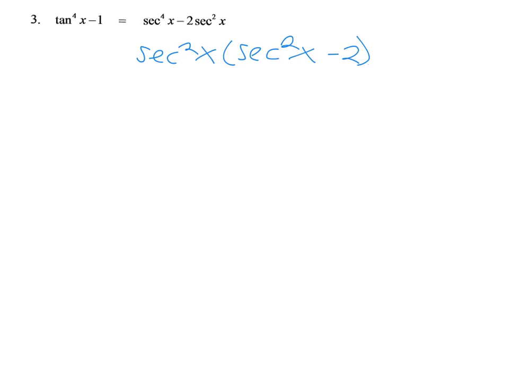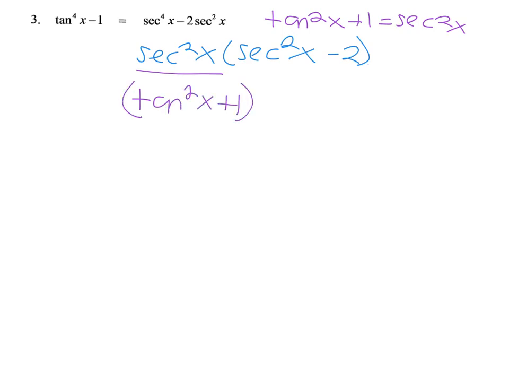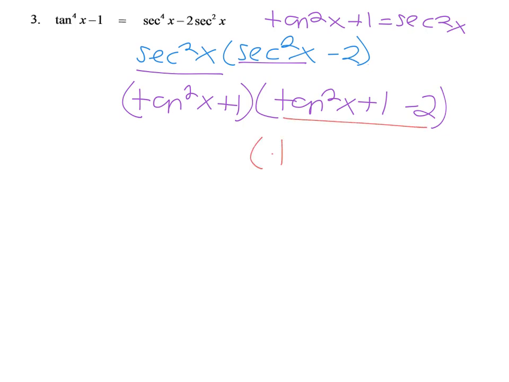So if I think to my Pythagorean identities, the one I'm probably going to use is tangent squared plus 1 is equal to secant squared. So this secant squared right here, I'm going to change to tangent squared plus 1. And this secant squared, I'm going to do the same thing. Change it to tangent squared plus 1. So if I combine like terms in this set of parentheses, I'll then have tangent squared minus 1.